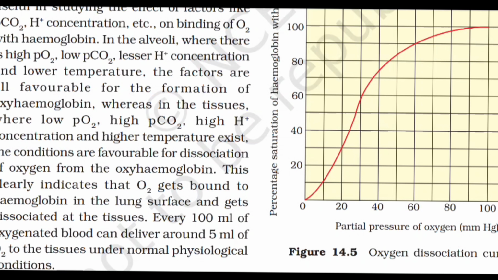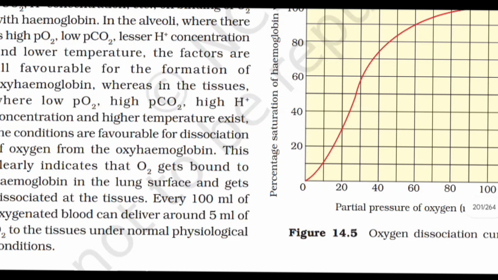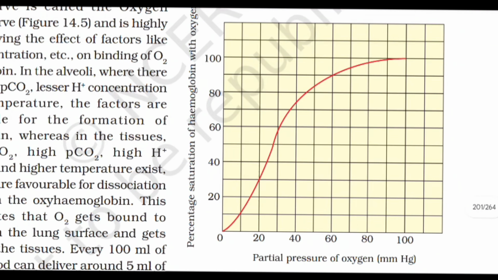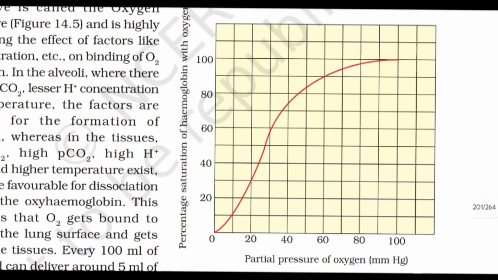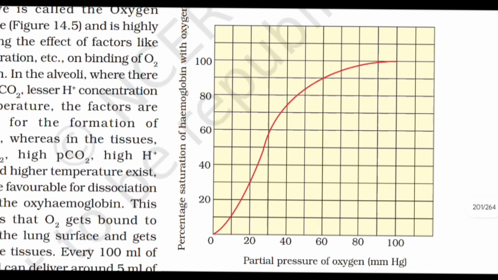Every 100 ml of the oxygenated blood can deliver around 5 ml of O2 to the tissues under normal physiological conditions. So here you can see the oxygen dissociation curve, the partial pressure of oxygen and percentage saturation of hemoglobin with oxygen. It is a sigmoid curve. So just pay a little attention.